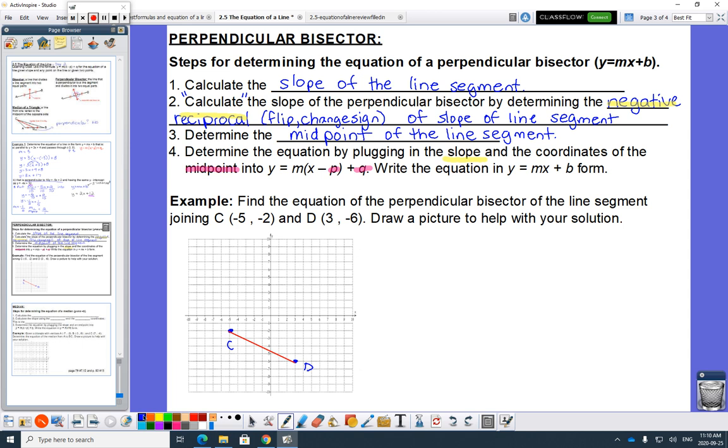Okay. So whether you do slope first or you do midpoint first, it actually doesn't matter. I'll just follow these. Okay. So I'm going to do slope first.